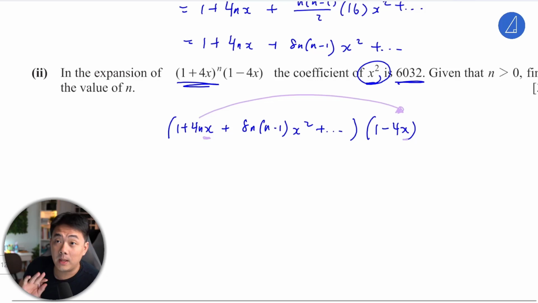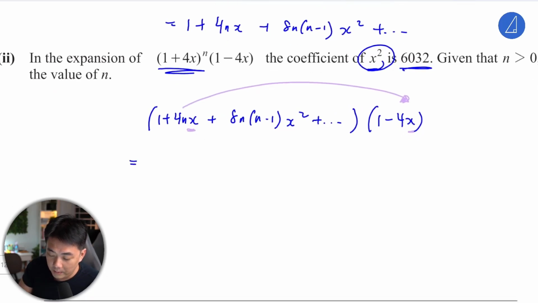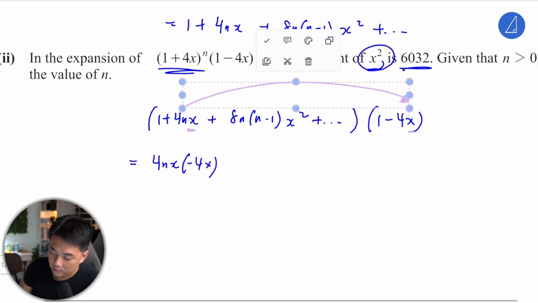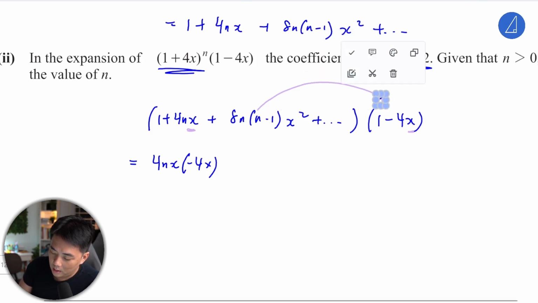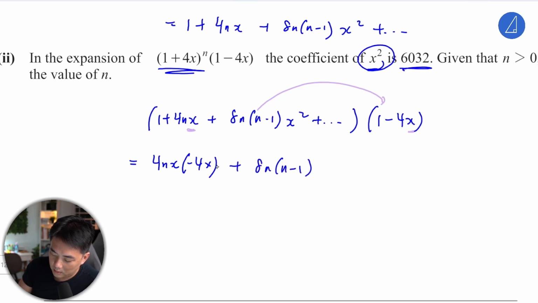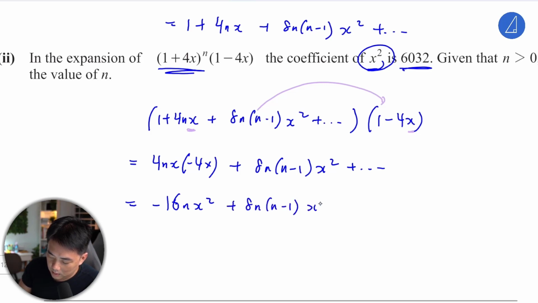So you don't need to expand everything out. Just cherry pick the things that you need. So it's 4nx minus 4x here. Then the next one will be obviously x squared multiplied by 1. Okay, so this case here will be 8n(n minus 1)x squared. This will be negative 16n x squared plus 8n(n minus 1)x squared.